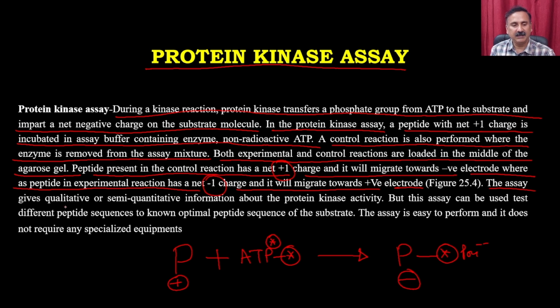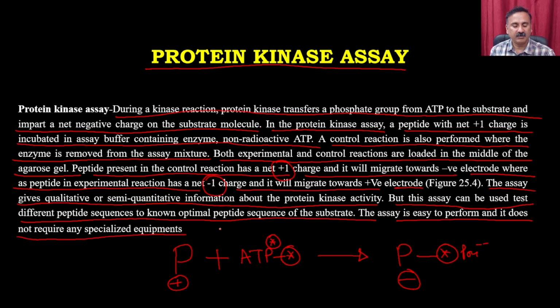The assay gives the qualitative or semi-quantitative information about the protein kinase assay. But this assay can be used to test different compounds, to know the optimal sequence of the substrate. The assay is easy to perform and it does not require any specialized equipment.